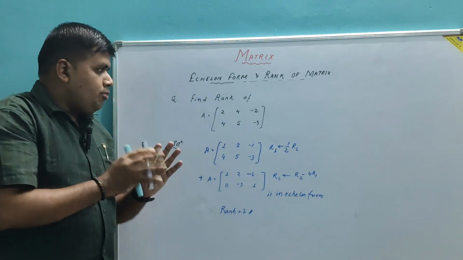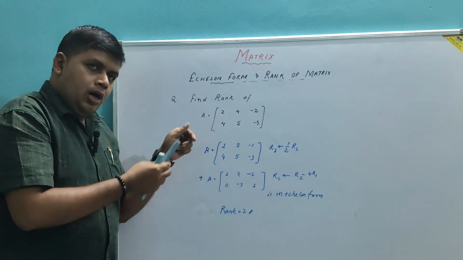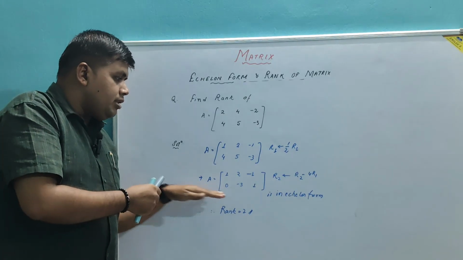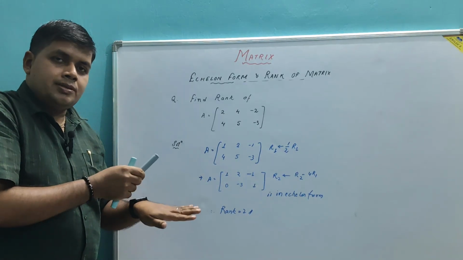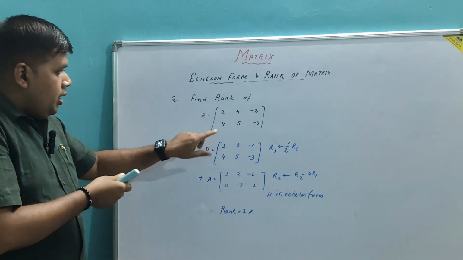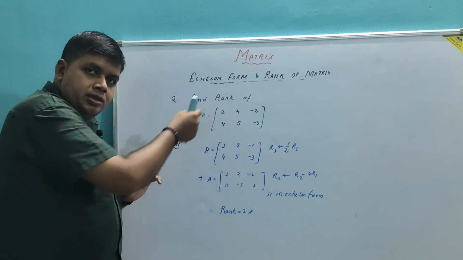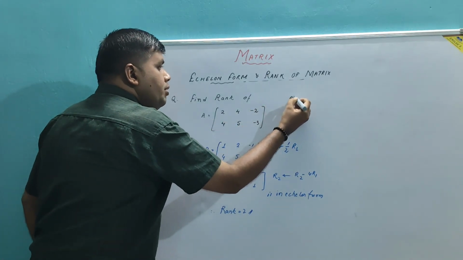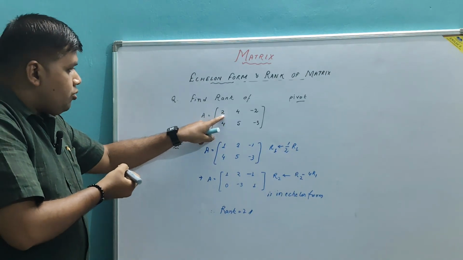While finding the rank, we have to remember that since we are using echelon form, we have to bring zeros in the last row first. So how can we do that? The first step is to consider the first element of the matrix as the pivot element and try to make it 1.